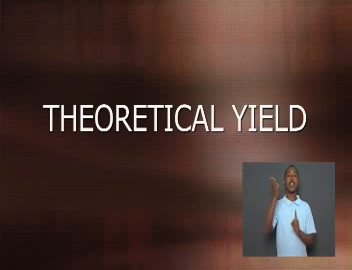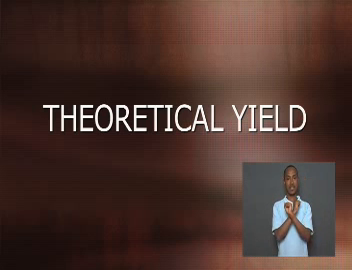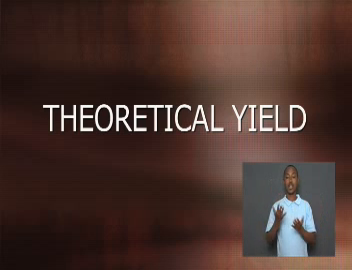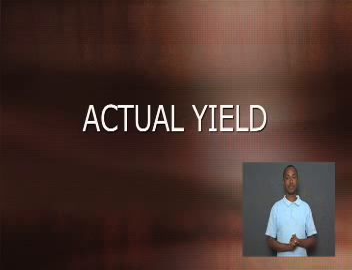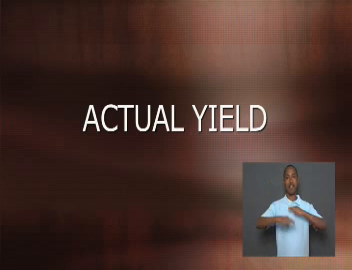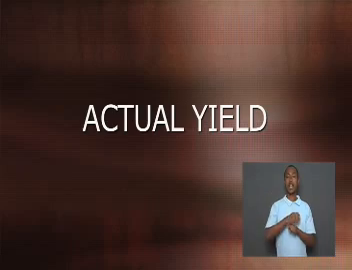Theoretical yield is the amount of product that will be formed if any reaction proceeds completely. It is the maximum amount of product we expect from a reaction if the limiting reactant is completely used up according to the balanced equation. Actual yield is the measured amount of product obtained in any chemical reaction. It is the amount of product practically obtained from the reaction.